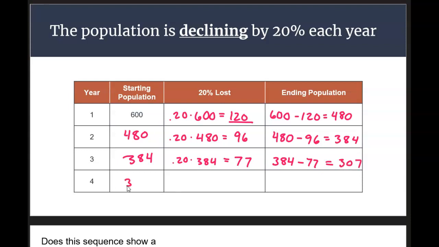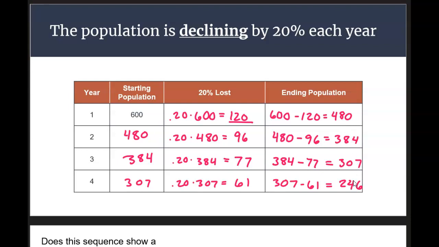Let's do one more iteration. We start with 307. 0.20 times 307 equals 61.4, so I'm just going to round that down to 61. And then find the ending population. We get 307 minus 61. And so my last population for that fourth year is 246. So these ending populations are what we're going to track.